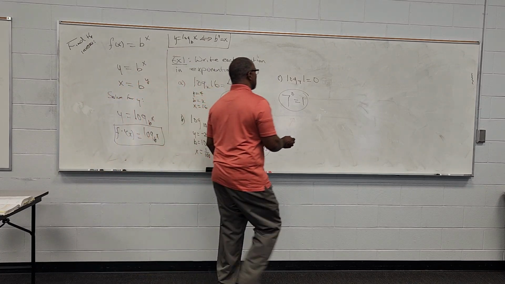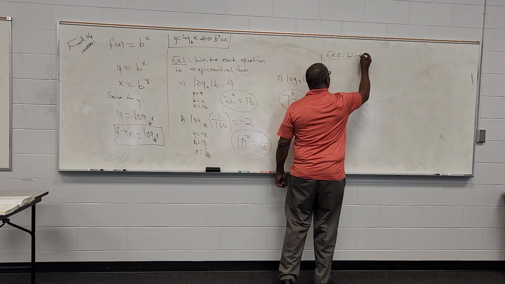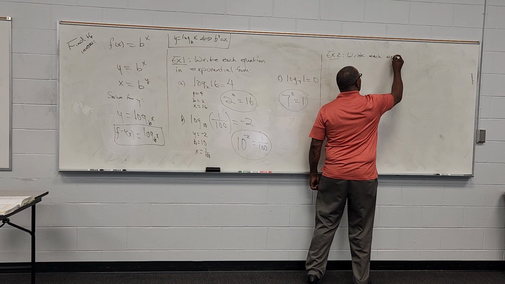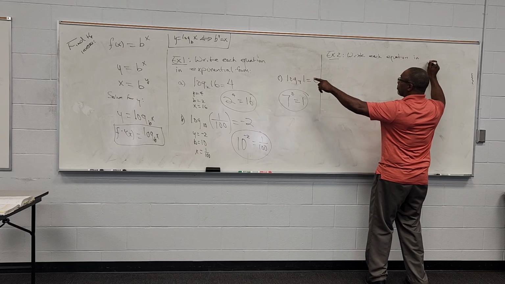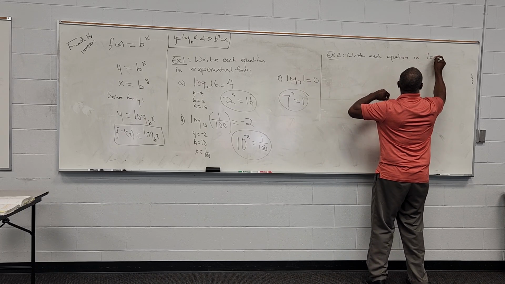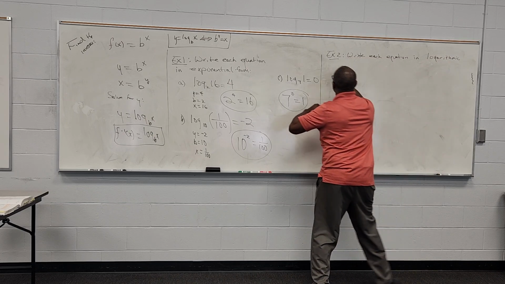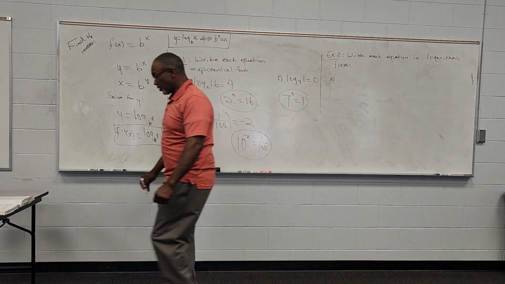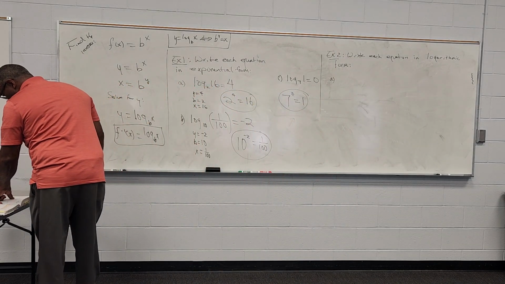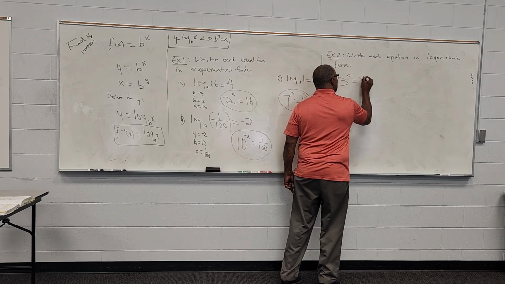Example 2 does the opposite. Write each equation in, we went from log to exponential, so now we want to go to logarithmic form. Write each statement in logarithmic form. So this time A says 3 to the 4th equals 81.